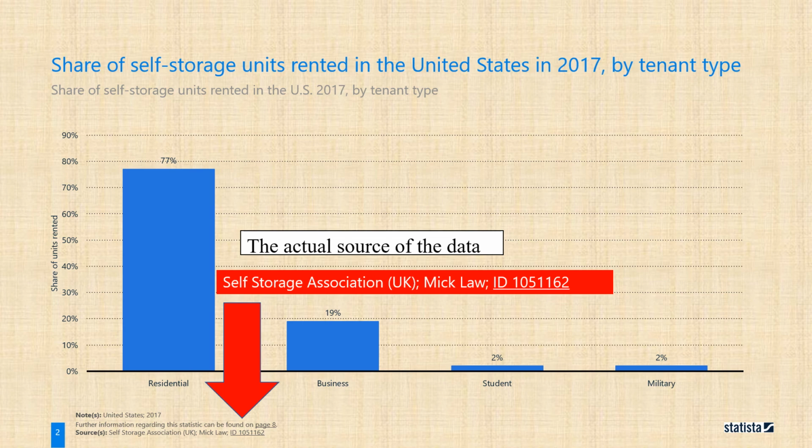Now, if you got this piece of data and you were going to use it in a situation analysis, the site is not Statista. The site is the source down at the bottom. So you can see that down at the bottom of these, they have the actual source of data. In this case, it's the Self-Storage Association from the United Kingdom and MIC law with an ID of 1051162. And so you have sources that you can cite, and you should go to those sources and see what else they have to say about this data.